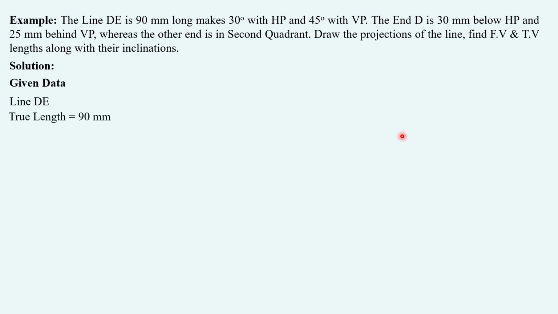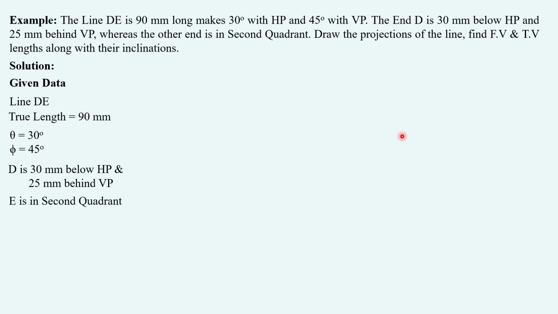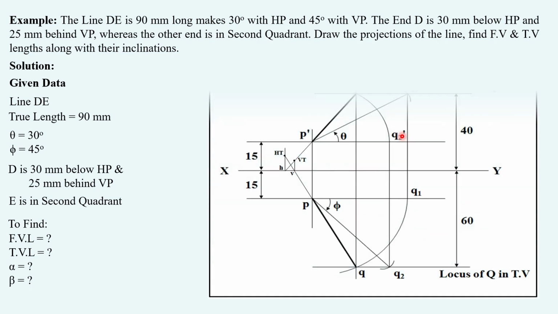Line DE, true length 90 mm, theta equals 30 degrees and phi equals 45 degrees. D is 30 mm below HP and 25 mm behind VP, which puts D in third quadrant, whereas E is in second quadrant. To find: front view length, top view length, alpha and beta.